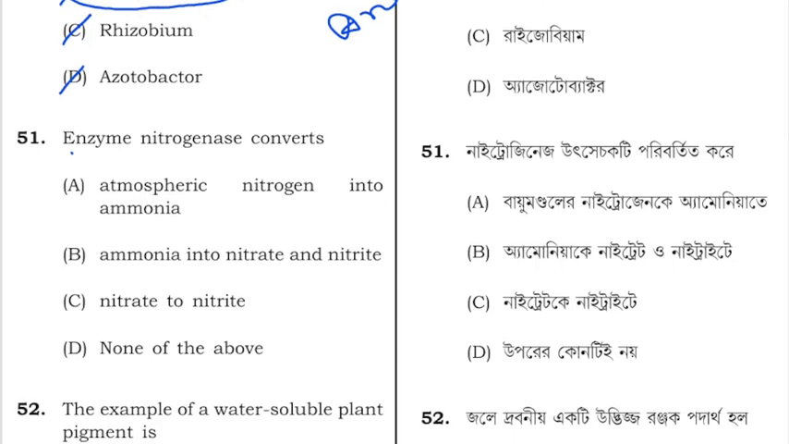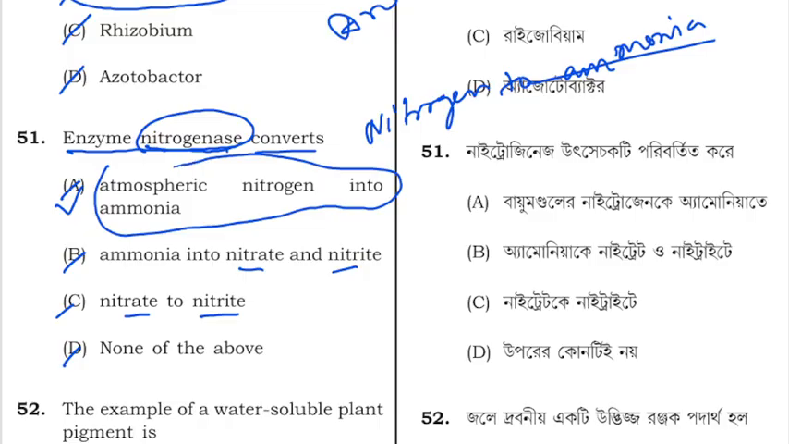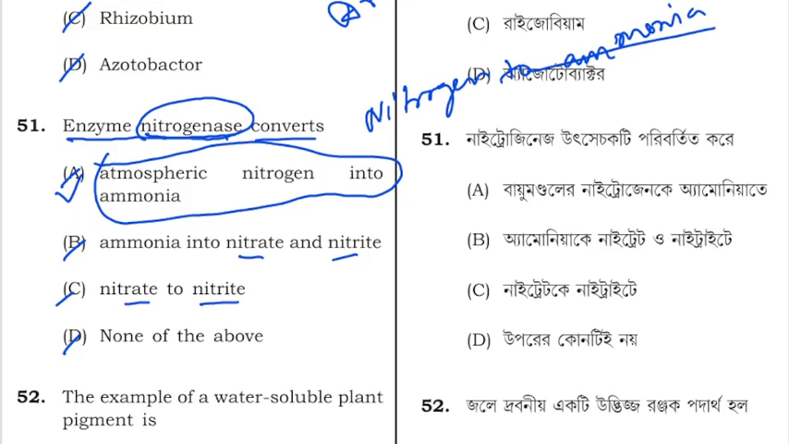Question number 51 says, enzyme nitrogenase converts option A atmospheric nitrogen into ammonia, B is ammonia into nitrate or nitrite, C is nitrate to nitrite, or D is none of the above. So nitrogenase, the enzyme that can fix atmospheric nitrogen, converts nitrogen to ammonia. So option A is correct. It converts atmospheric nitrogen into ammonia.